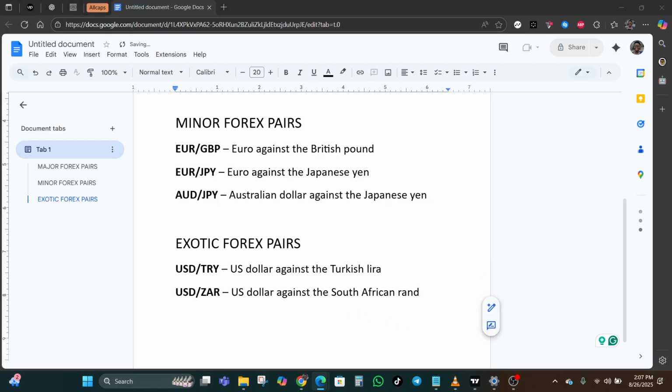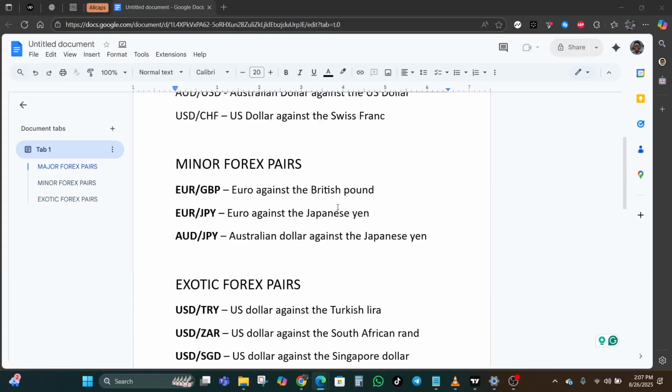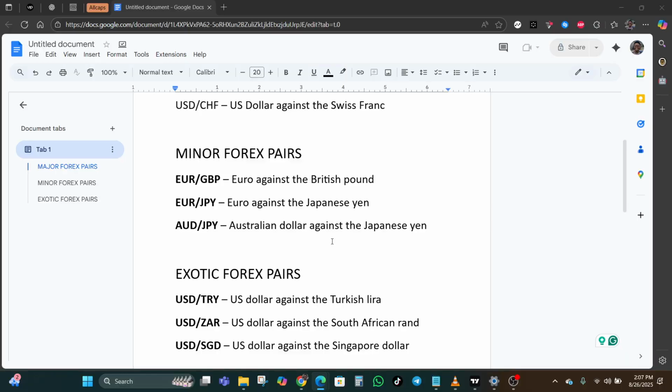And then we have USD/SGD, which is the US dollar against the Singapore dollar. So just to mention a few. Exotic pairs can be riskier because they often have wider spreads and less liquidity. However, they may move sharply during certain economic events. For beginners, it's usually best to focus on majors, and in some cases minors.